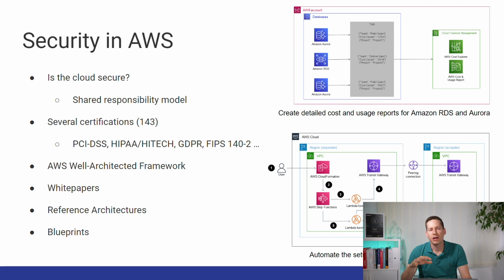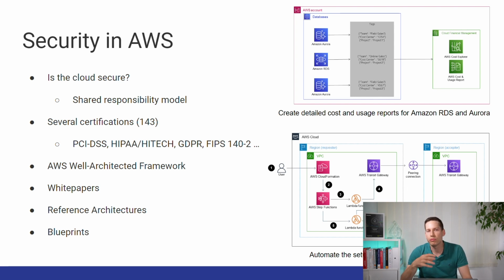So we have heard a lot about the security in AWS. AWS spent a lot of time and money and invested a lot to have a secure cloud. If you look around and ask yourself, is the cloud secure? Is AWS secure? You will probably find the answer that yes, it is secure. If you would like to have third parties certifying that AWS is secure, you can have a look at any of those many certifications. Currently, there are 143 certifications that prove that AWS is a secure cloud. For example, PCI DSS, HIPAA, GDPR, FIPS, and so on.